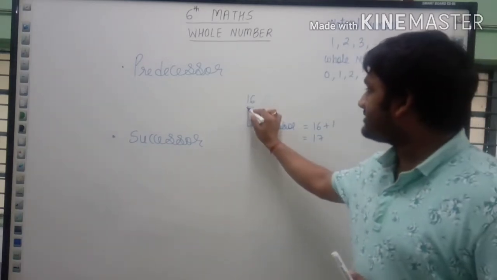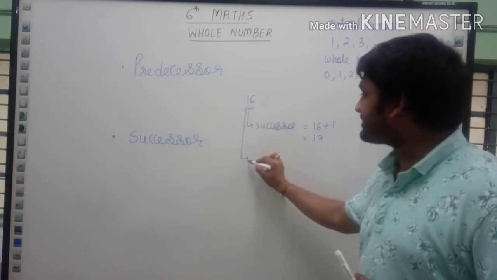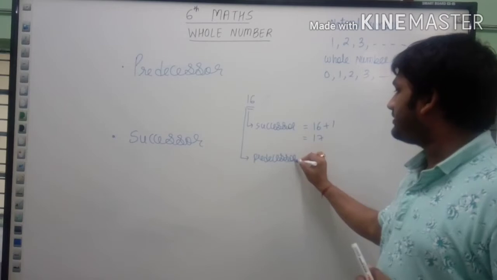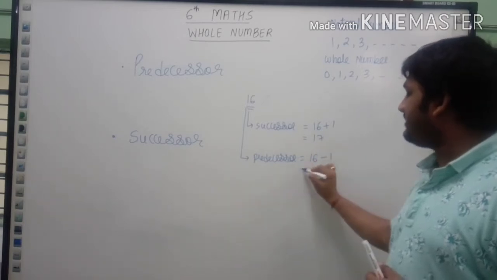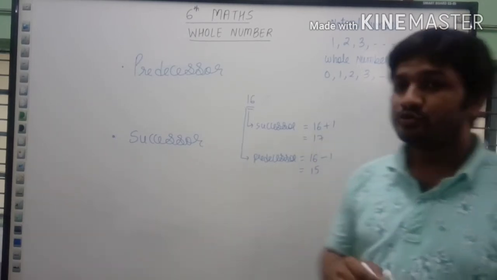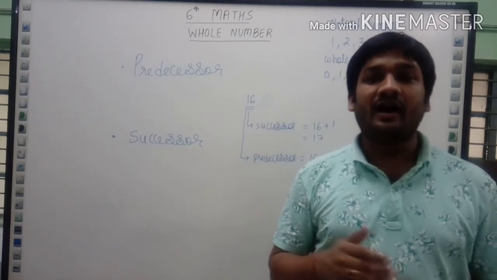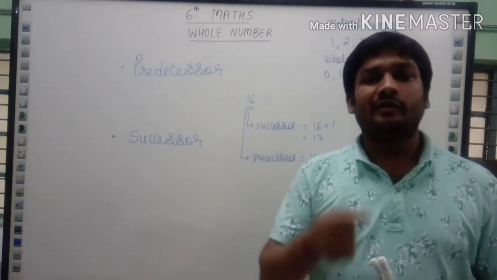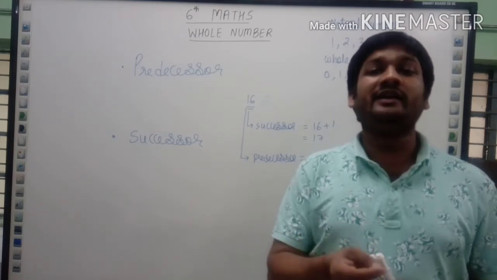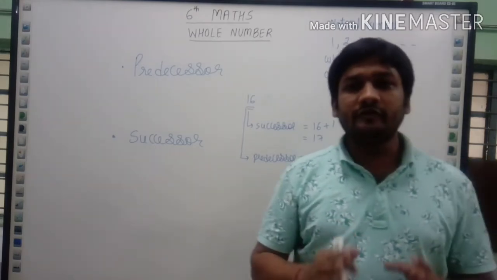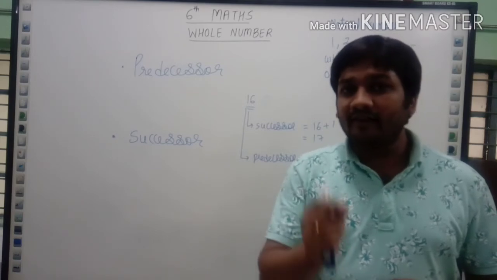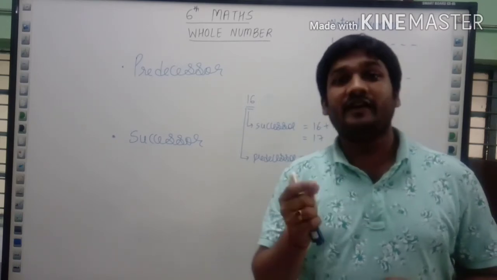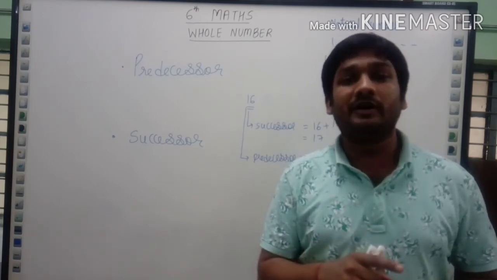Now the predecessor is the previous number, obtained by subtracting 1. So what is the predecessor of 16? It is 16 minus 1, that is 15. So successor and predecessor are the numbers which we obtain by adding 1 to the number or subtracting 1 from the number. Now it should be very clear to us. When we add 1 to a number, we get the successor, and when we subtract 1 from a number, we get the predecessor.